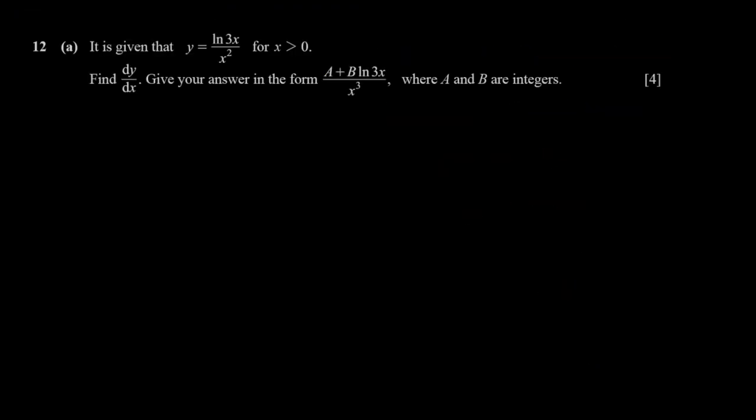Okay, so here we are in question 12. It is given that y is equal to ln 3x upon x squared for x greater than 0. We want to find dy/dx. We want to differentiate this function and give our answer in this form here, where a and b are integers.